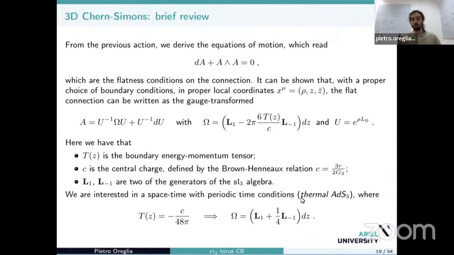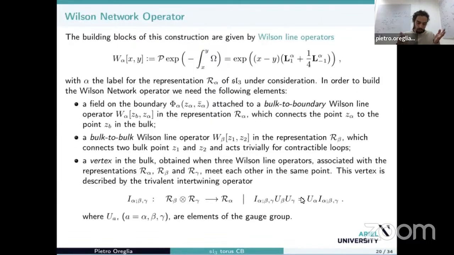Since we are interested in doing the computation on the torus, we are interested in the case in which there is a periodic time, so this is called thermal AdS3. In this case, we choose as the boundary energy momentum tensor this energy momentum tensor over here. And so the connection we are going to consider in what follows is of this kind, this composition of the generators L1 and L-1. Okay, so we have, let's say, fixed the notation in some sense.